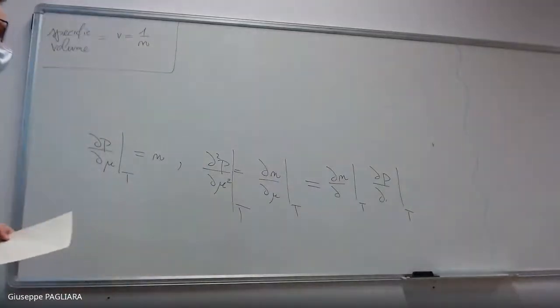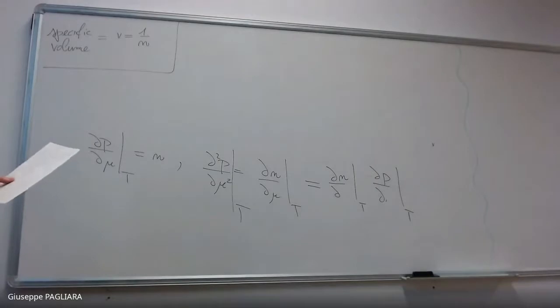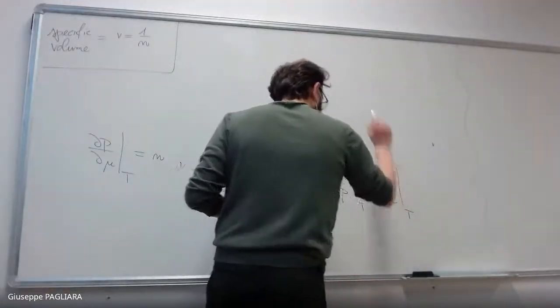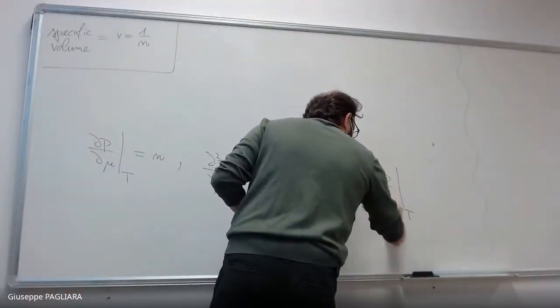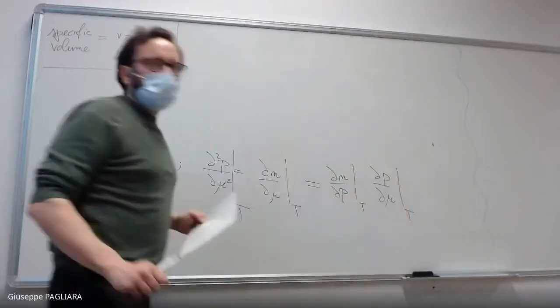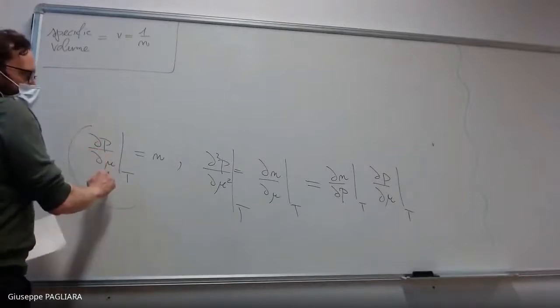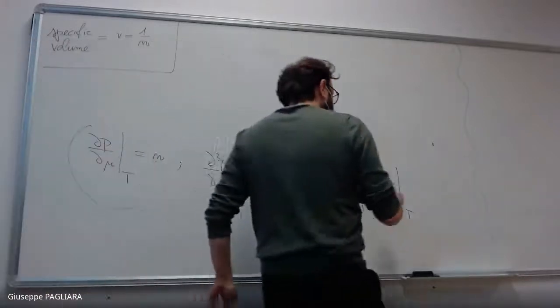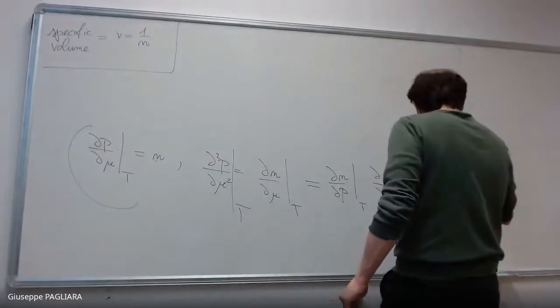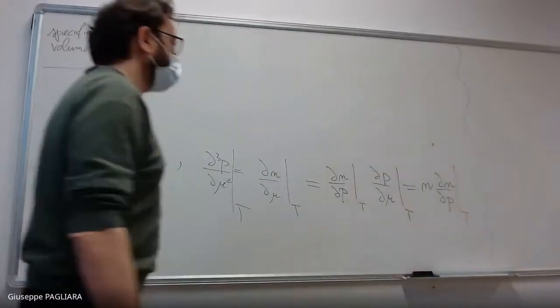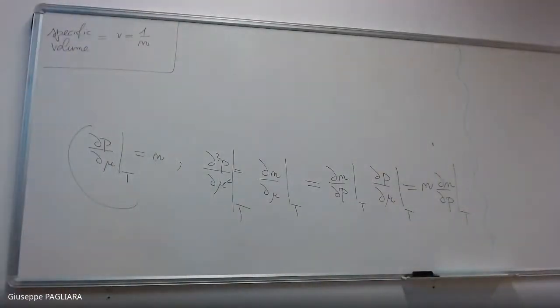So this is dN/dμ at fixed temperature. Then I do dN/dP. Here I lost the μ, right? Okay, thanks. Now I use this again: dP/dμ is equal to n. Therefore, this is n times dN/dP at fixed temperature. Okay, now it's better.